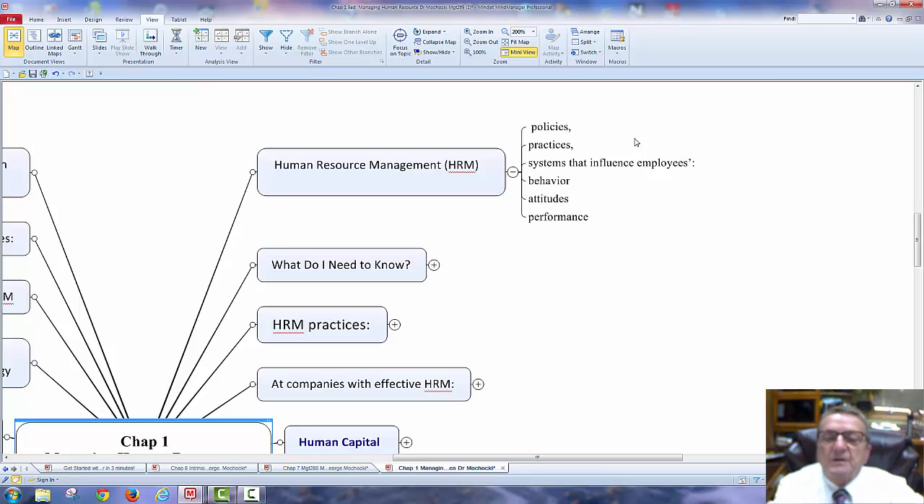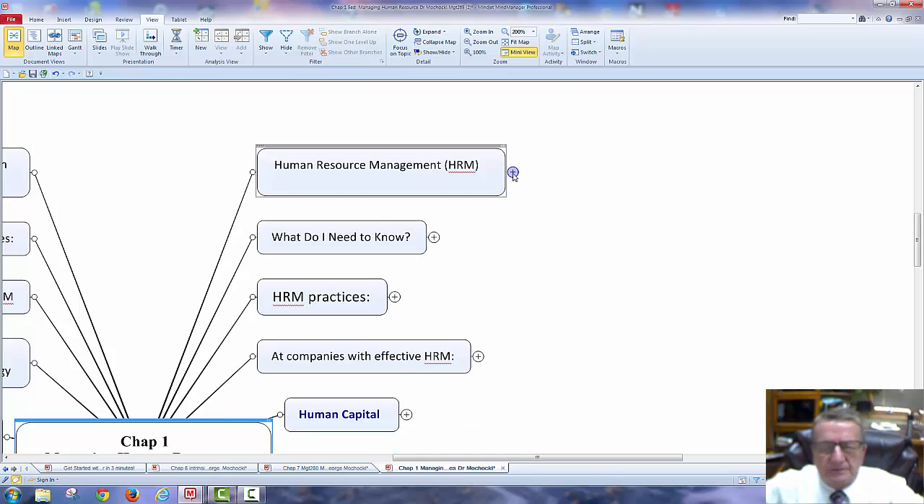So you start coming up with policies, practices, and systems that influence employees to be motivated and to have a good, positive attitude. You'll shape their behavior while they're at work, their attitudes towards the customers, and their performance. So that's basically just a quick overview.